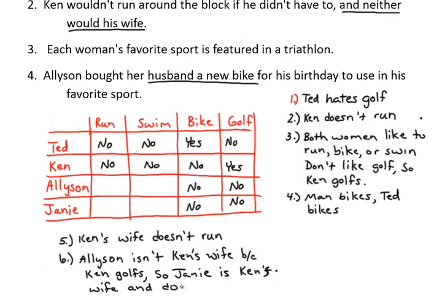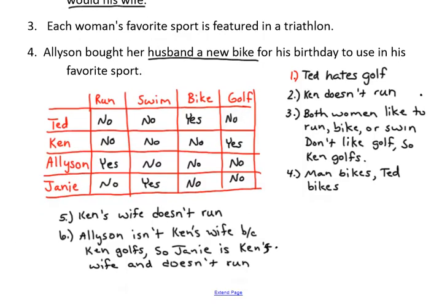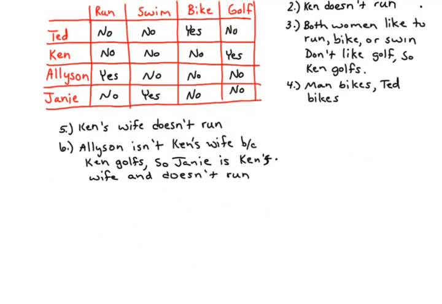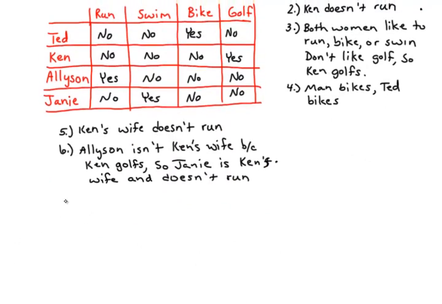And doesn't run. So Janie doesn't run. So that means that Allison runs and Janie swims. So then we will end up writing down who does what.